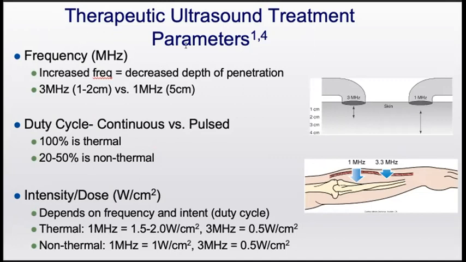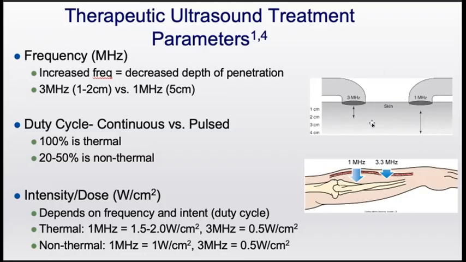Higher frequency, lower penetration, which is shown on the image on the right. So 3 megahertz only penetrates 1 to 2 centimeters, whereas 1 megahertz actually penetrates up to 5 centimeters. So you can see how this is important. If you're trying to penetrate deep into the glutes, likely the 3 megahertz isn't going to be appropriate. It's not going to penetrate deep enough if you're trying to get to the piriformis, but the 1 megahertz might.